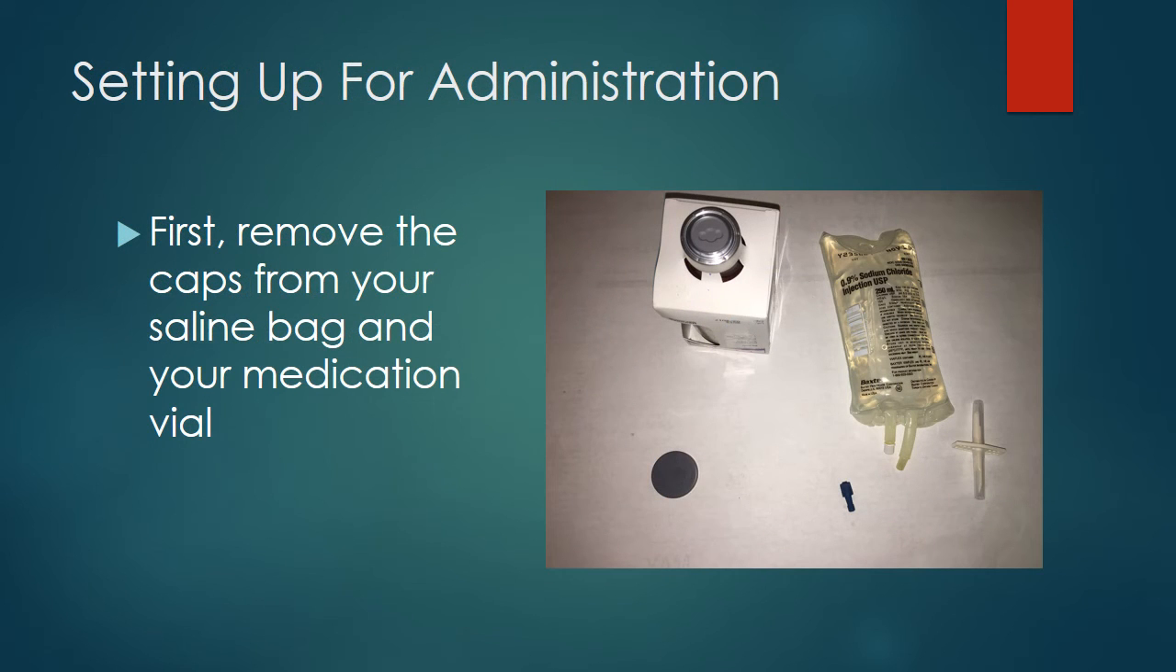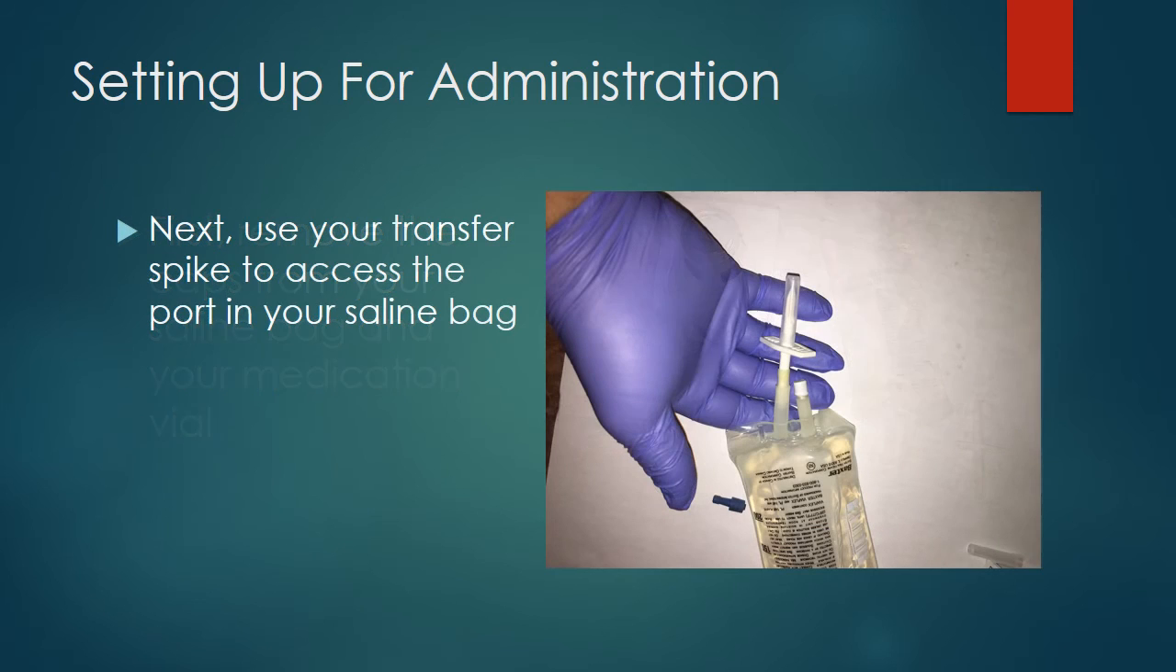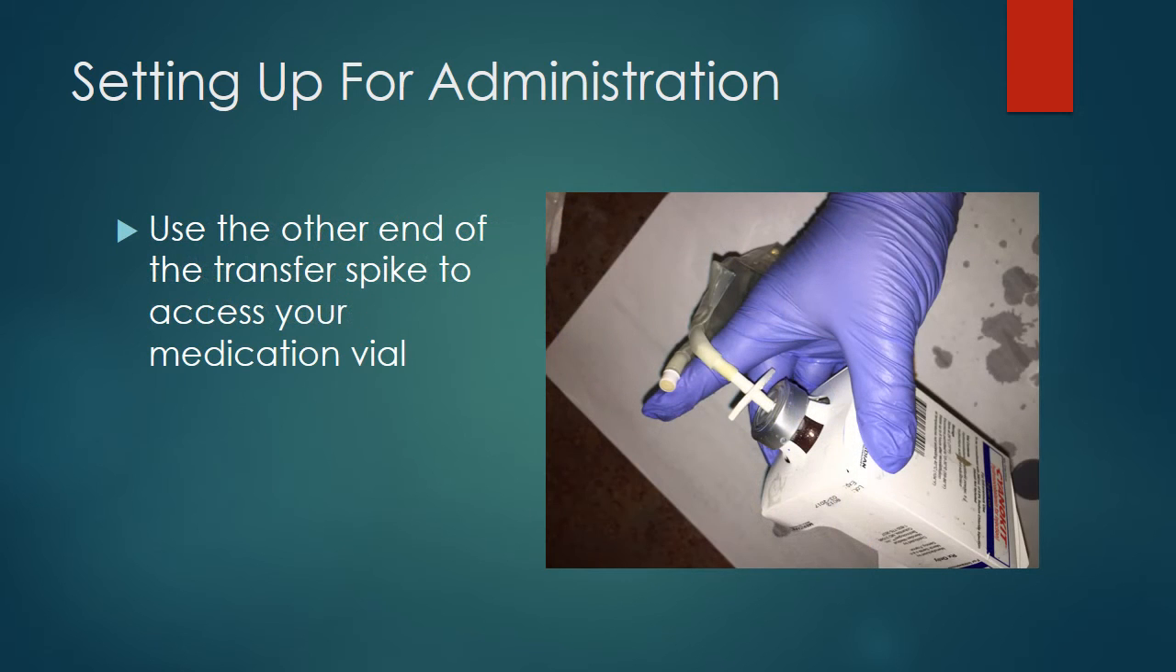Now, set up for administration. First, you're going to have to remove the caps from both your saline bag and your medication vial. There's going to be a gray plastic cap on the vial of hydroxycobalamin that needs to be removed. You're then going to take your transfer spike and access your IV bag like you would your regular IV drip set. You're going to use the other end of the transfer spike to access your medication vial, going through the plastic where the cap was protecting earlier.